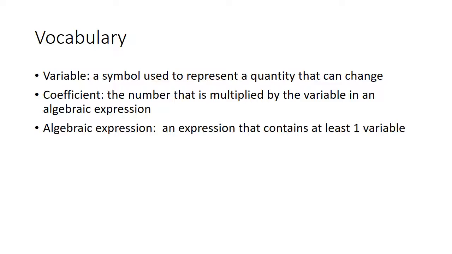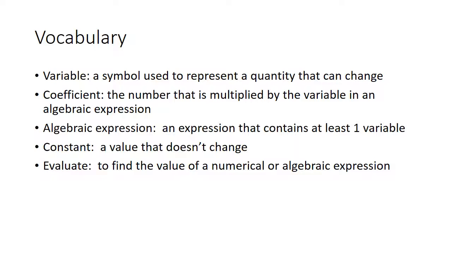You take any numerical expression, and you have a variable in it, now it is an algebraic expression. So maybe you had 3 plus 5 was your numerical expression, but if you have 3x plus 5, now you have an algebraic expression because you have a variable in it. A constant is going to be a value that doesn't change. In the algebraic expression, 3x plus 5, the 5 would be the constant.